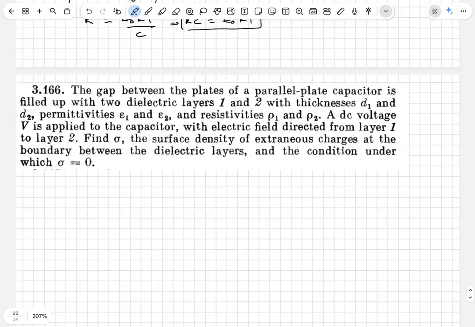Next, 3.166. The gap between the plates of a parallel plate capacitor is filled up with two dielectric layers. We have already done this question in Pathfinder, one comprehension passage. Dielectric layers 1 and 2 with thickness d1 and d2, permittivity epsilon 1, epsilon 2, resistivity rho 1 and rho 2. A DC voltage V is applied to the capacitor. It's a comprehension passage, question different.